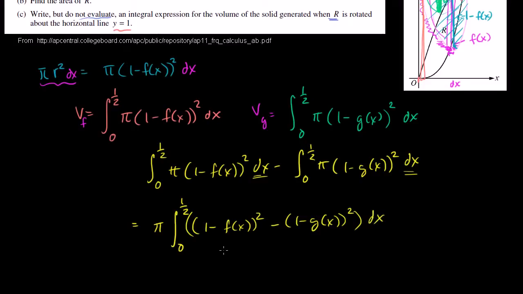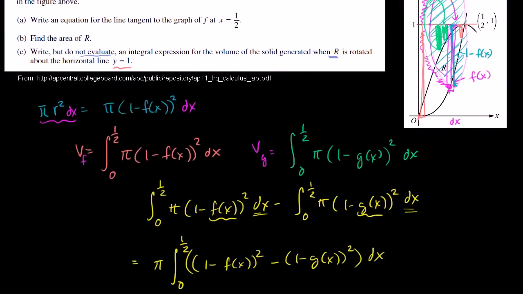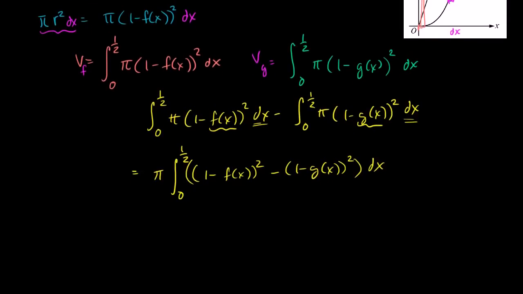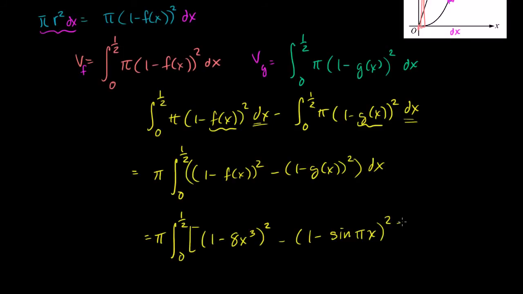And actually you probably would want to do this if you're taking the AP exam, not just leave it in terms of f of x and g of x. You would actually want to write the expressions for what f of x and g of x are. So really the best answer would probably be pi times the integral from 0 to 1/2 of 1 minus f of x, which is 8x to the third power, squared, minus 1 minus g of x, g of x is sine of pi x, that squared, times dx. And that would be our answer.